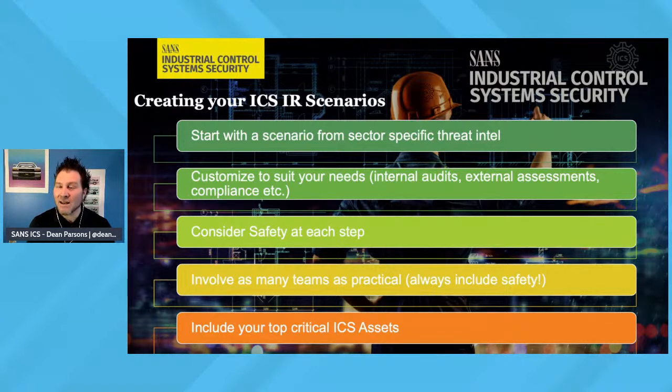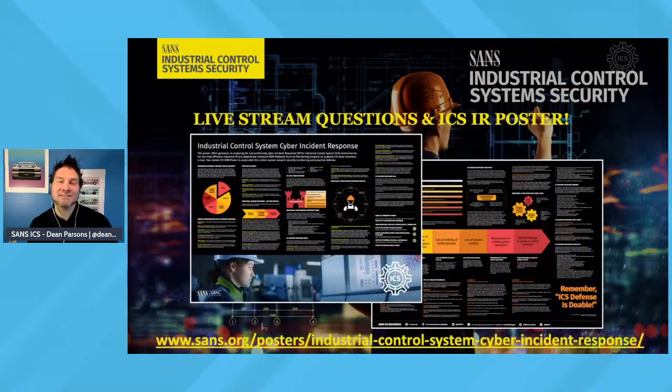Keep in mind safety at every step, and I can't say this enough, involve as many teams as you can to get that benefit of awareness, team and relationship convergence, and so on and so forth. And of course, it goes without saying, include your top critical ICS assets. But not to worry, there are resources out there that help you, and there is one resource here, which is the ICS Incident Response Poster. It actually walks you through guidance on preparing for and actually performing incident response in a control system environment.